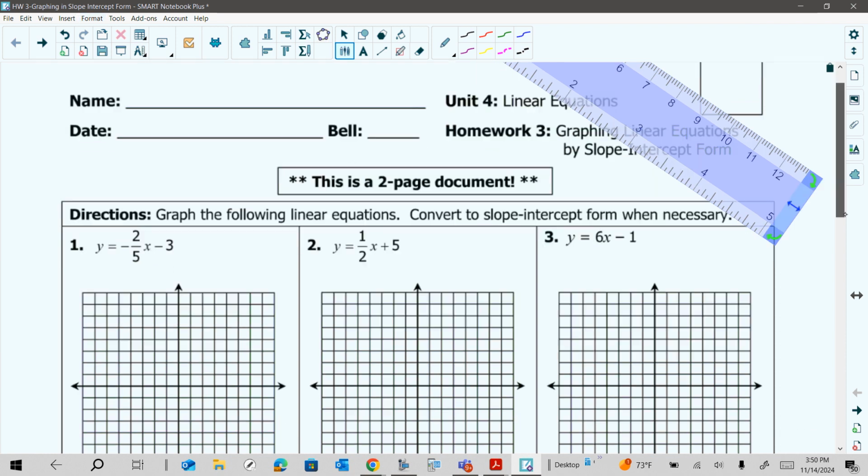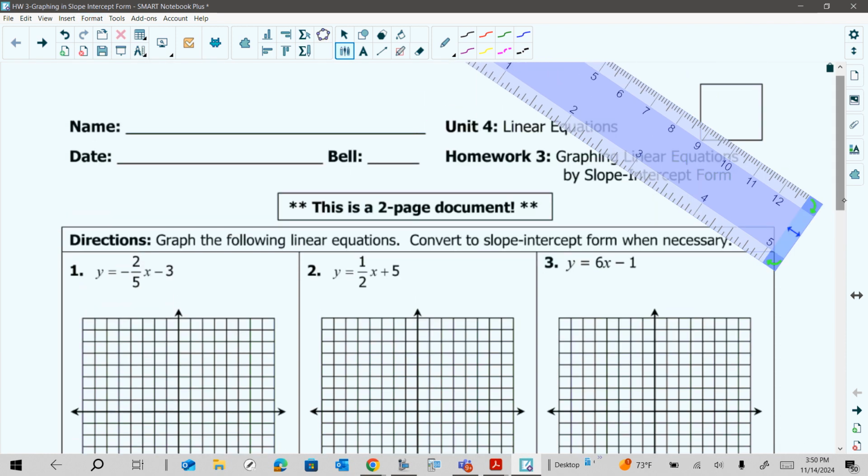All right, this is a video explanation of your homework. Tonight, you needed to finish this homework 3 if you didn't finish in class. So I'm going to go over a couple of the sections to make sure you're on the right track and understand what the problems are asking of you. On this front page, you're graphing the linear equation and converting to slope-intercept form when necessary.